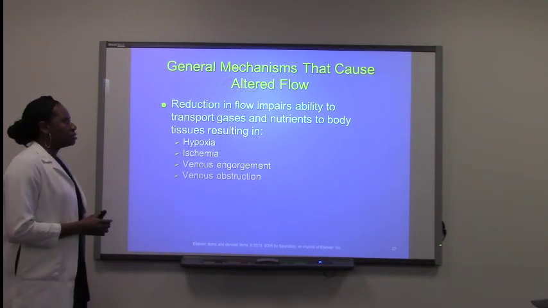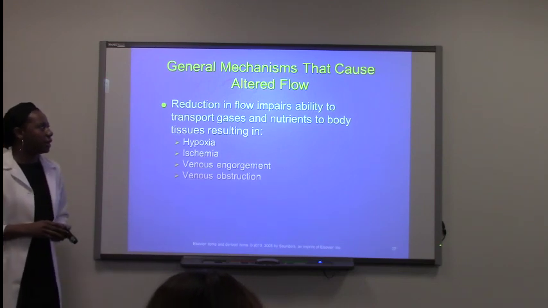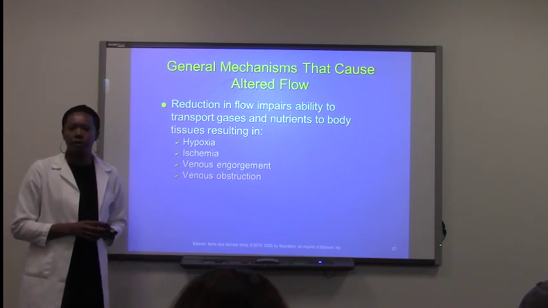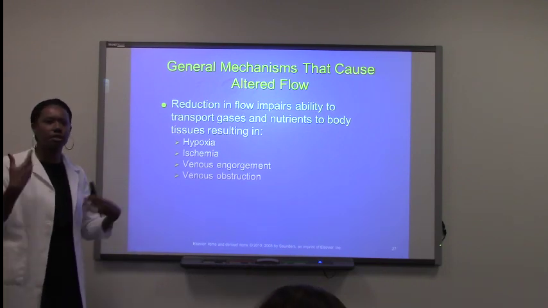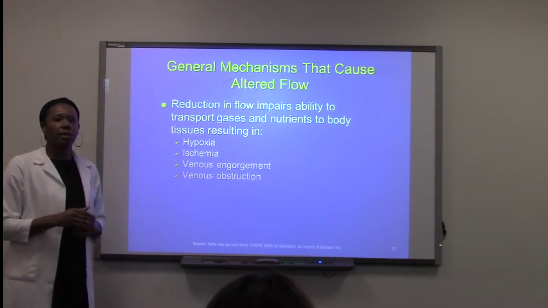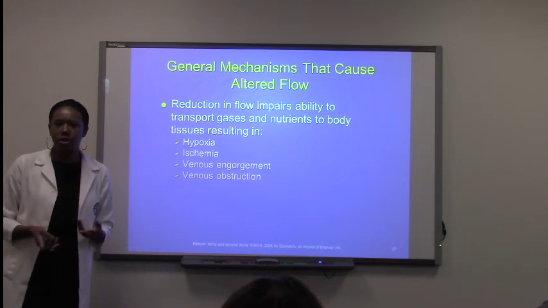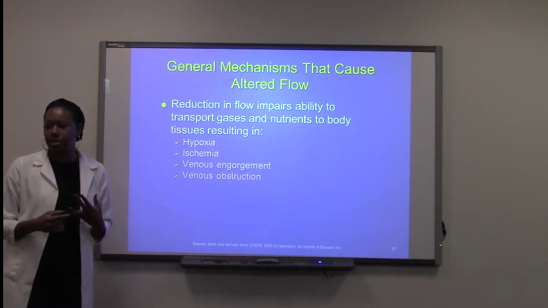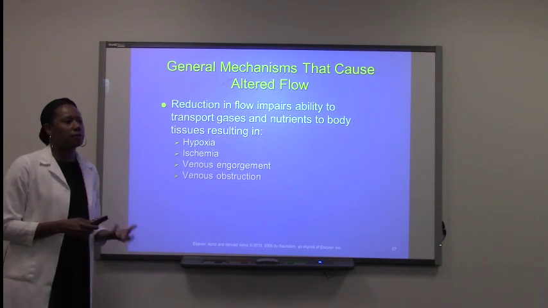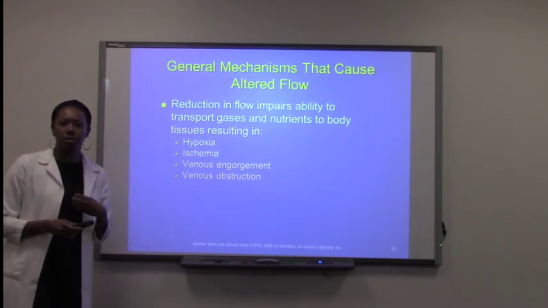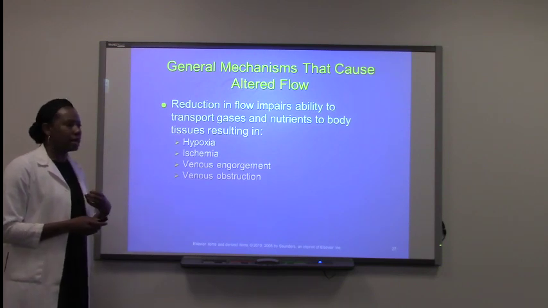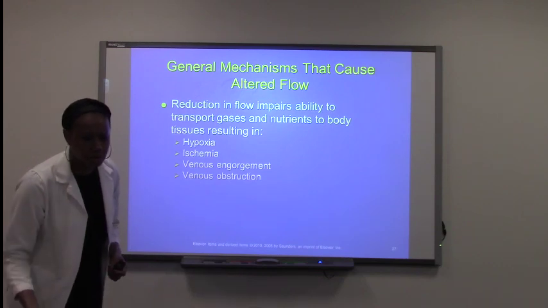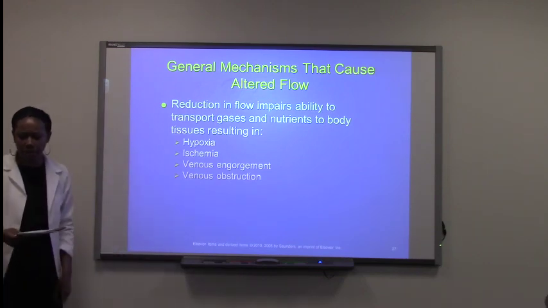Okay. So, reduction in flow will impair the ability to transport gases and nutrients to the body, which we all know. So if we have an alteration in blood flow, blood is not flowing as it should. And we know blood carries not only blood products, but also gases, nutrients, and things that have to get to different organs and tissues. So if an organ is lacking any type of blood flow, it will definitely get into a state of either hypoxia or ischemia. Now let me go over these terms with you just to confirm the correct definition.